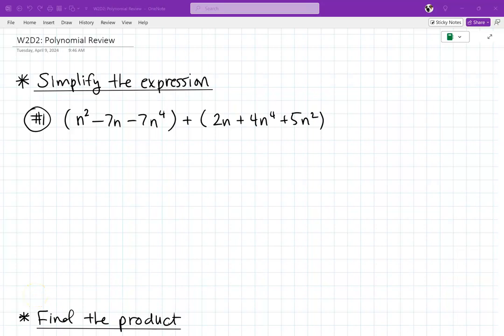All right, so this is week 2, day 2. Actually, I should be calling this week 3, day 2, right? But because we already did the chapter 8 stuff. But I guess week 2, day 2, polynomial review.